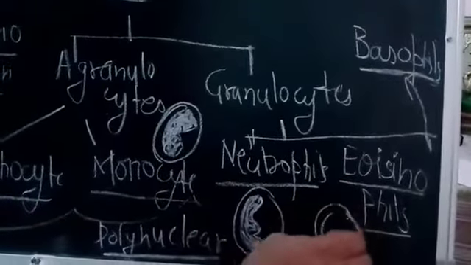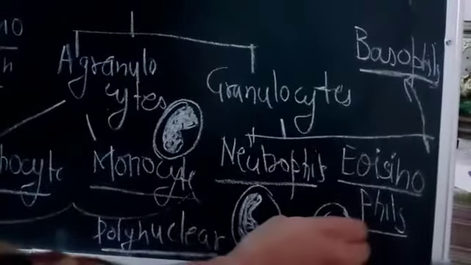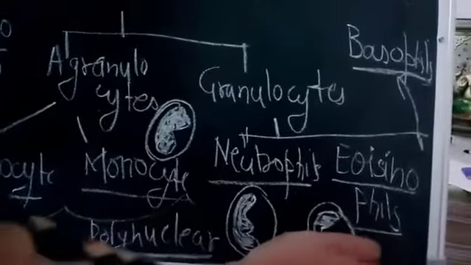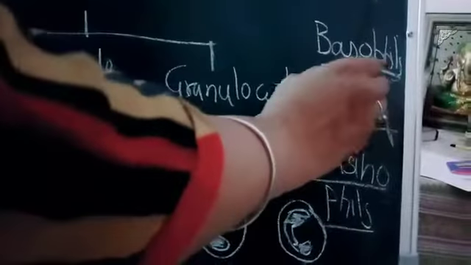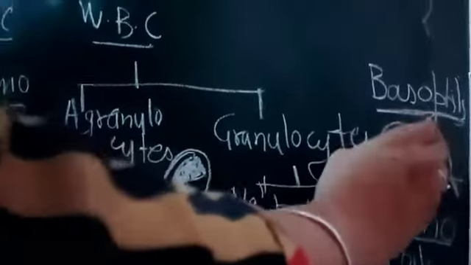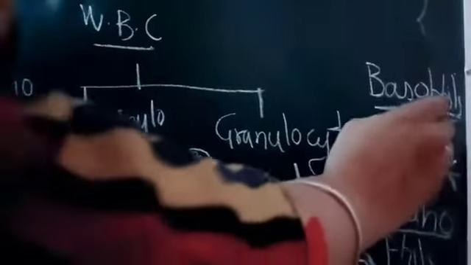Eosinophils have a bilobed nucleus, 1 lobe, and then the second lobe. It has a 2-lobed nucleus, and basophils also have a slightly lobed nucleus. It is not so clear, just this form of the nucleus is there.